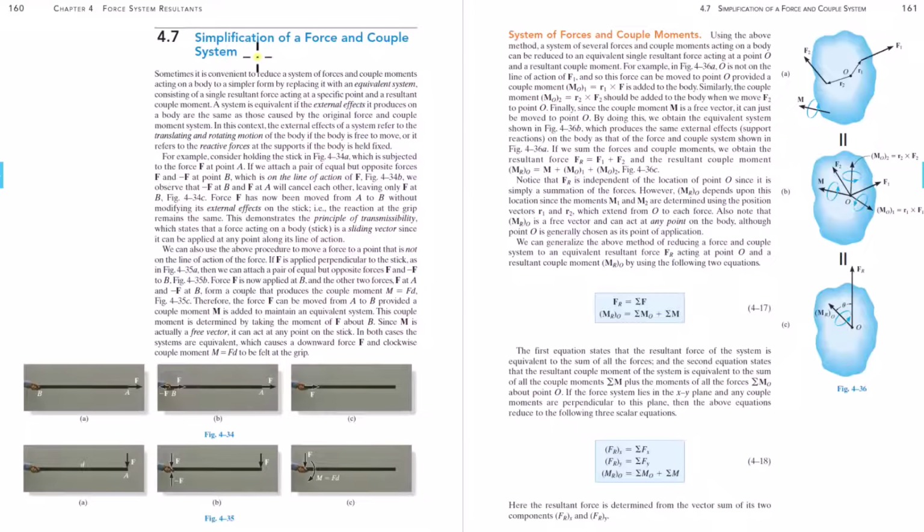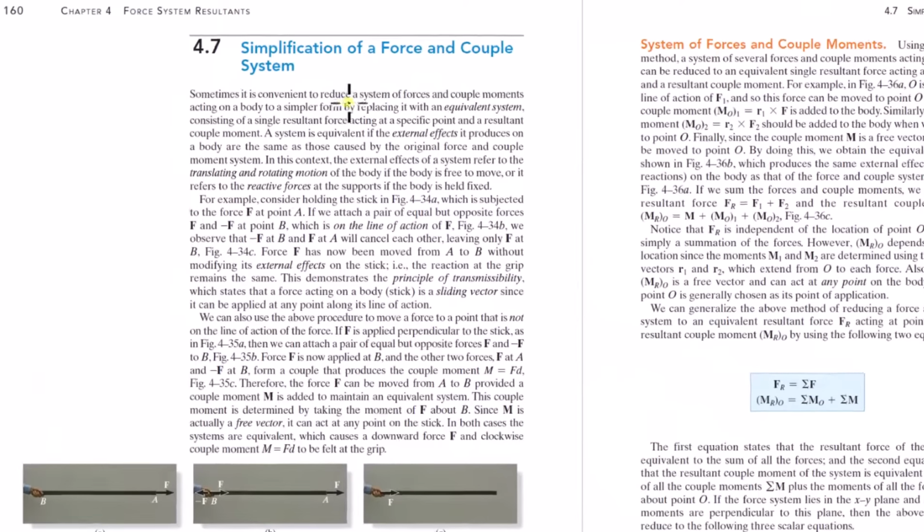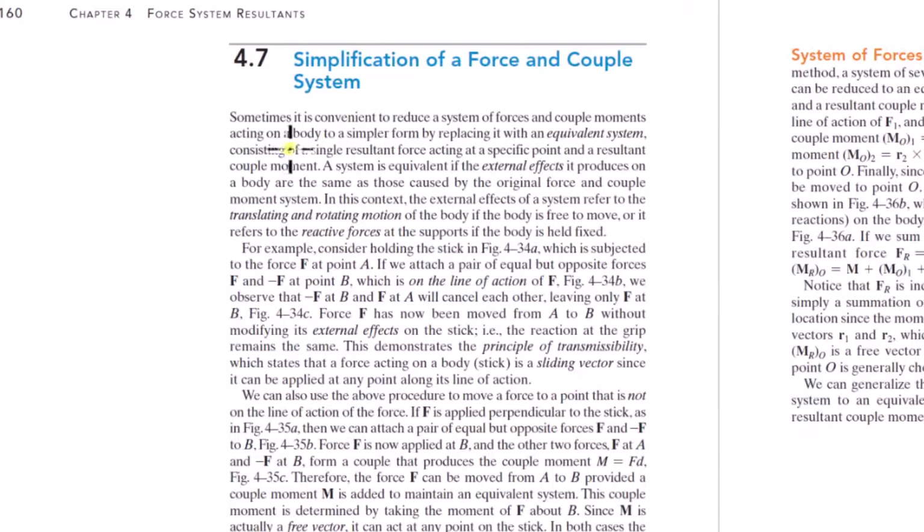Okay, it might be a little confusing because the title is Simplification of a Force and Couple System. It's not talking about any rules for adding forces and moments. Let's just get into this section and I'll explain as we go. Sometimes it is convenient to reduce a system of forces and couple moments acting on a body to a simpler form by replacing it with an equivalent system, consisting of a single resultant force acting at a specific point and a resultant couple moment. A system is equivalent if the external effects it produces on a body are the same as those caused by the original force and couple moment system.